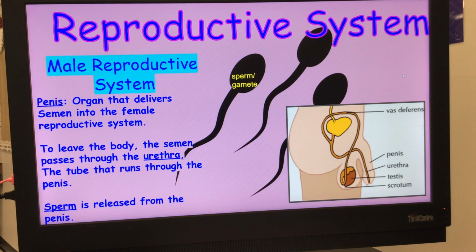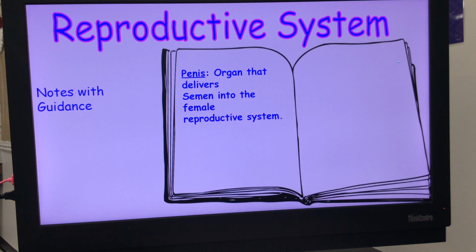The male reproductive system continued. The penis is the organ that delivers semen into the female reproductive system. To leave the body, the semen passes through the urethra, the tube that runs through the penis. Sperm is released from the penis. For your notes entry, you will write down, penis is the organ that delivers semen into the female reproductive system.